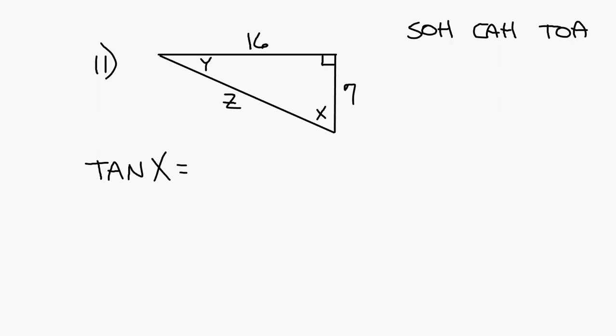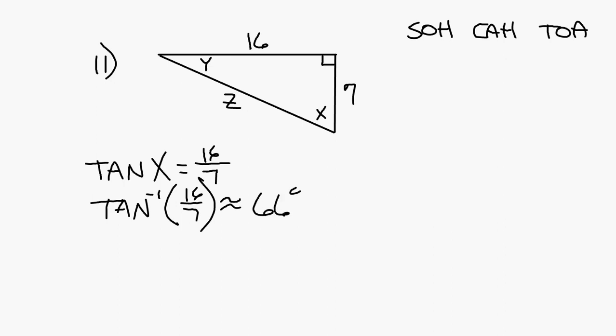So this angle measure, tan inverse of 16 over 7, will give you the angle measure of x. So second tan, 16 divided by 7, 66 degrees. So our angle x is 66 degrees. 90 minus 66 gives you angle y, which is 24 degrees.